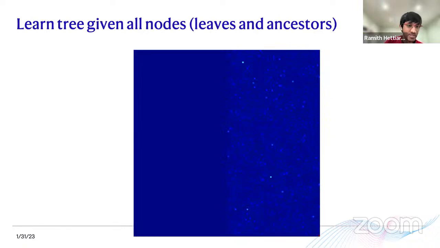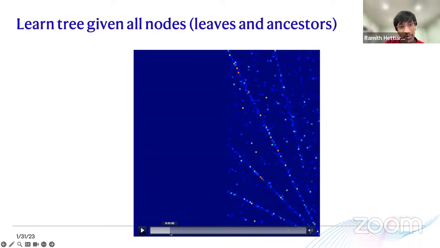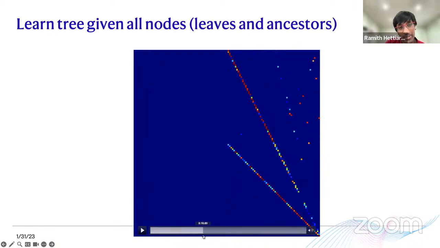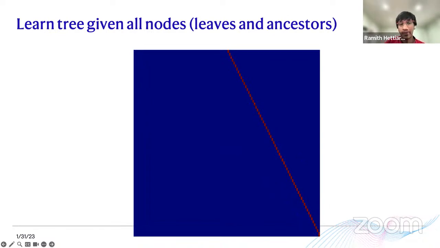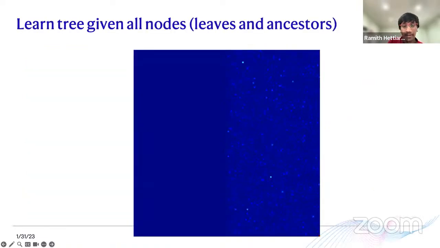When it searches, it initially looks at different arrangements and converges to the best tree topology, which is the diagonal. So now this is good. Feel free to ask questions if anything's not clear.